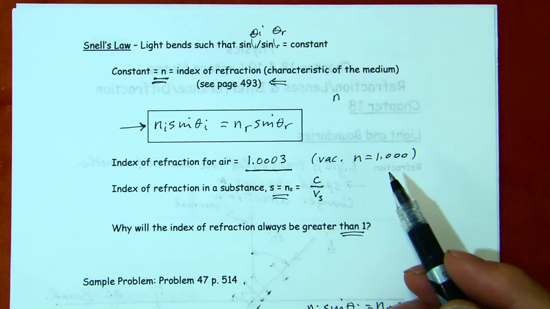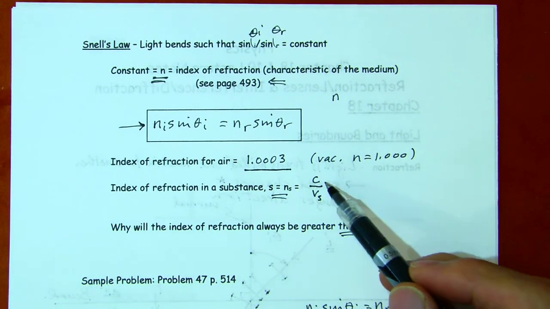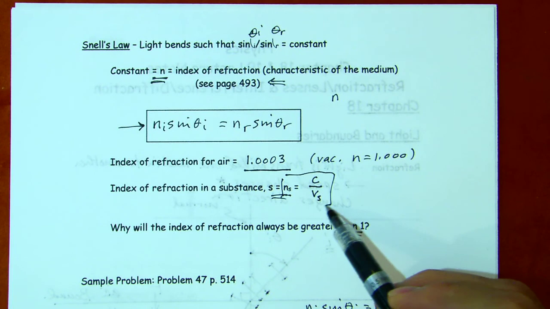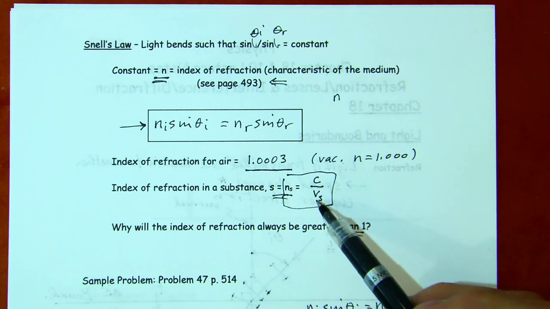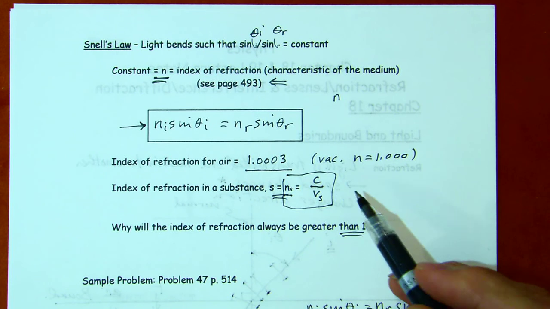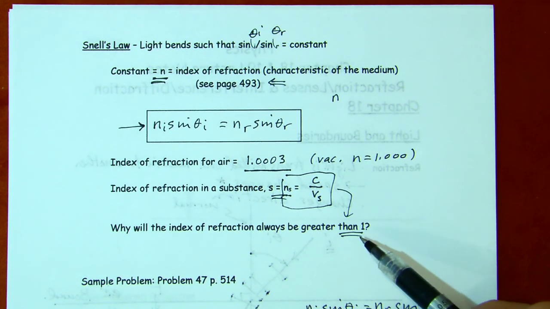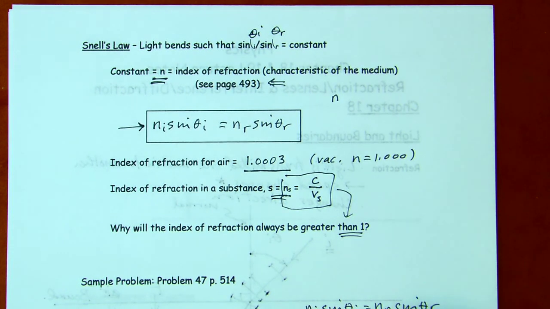Well, actually, it's really a function of how fast light travels in a substance compared to how fast it travels in a vacuum. So the definition of this index of refraction is n sub s for any substance is c divided by the speed of light in that substance. So what you can see from this is that the index of refraction always has to be greater than 1 because light never travels faster than it does in a vacuum, which is 3.00 times 10 to the 8th meters per second.